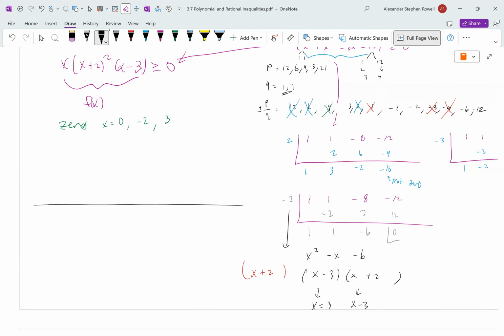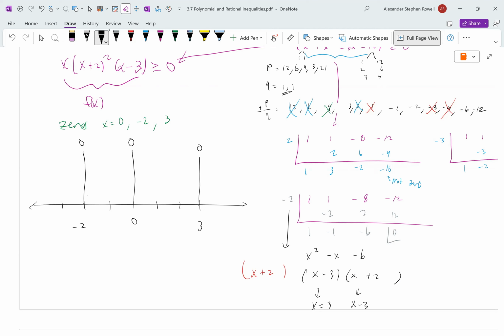So I'm going to draw my number line. And I'll first draw 0, then -2, then +3. And I'll draw these long lines. So I have how many zeros? I have 3 zeros for my polynomial. And so how many intervals do I have to test? 4. It's always one more. So it's split up into 4 intervals.